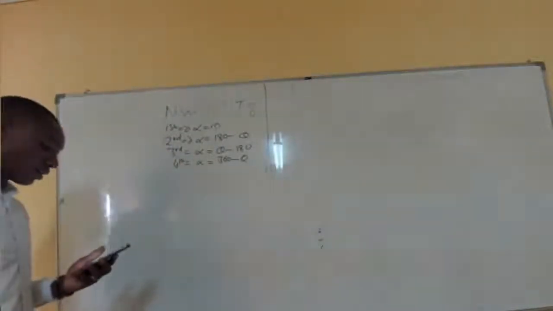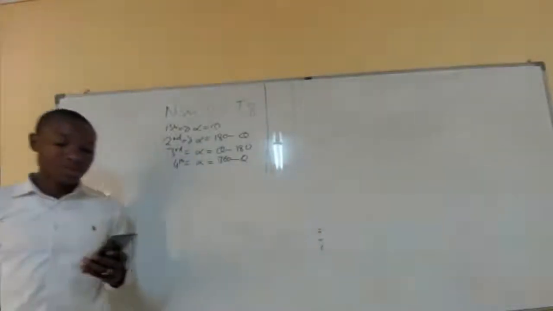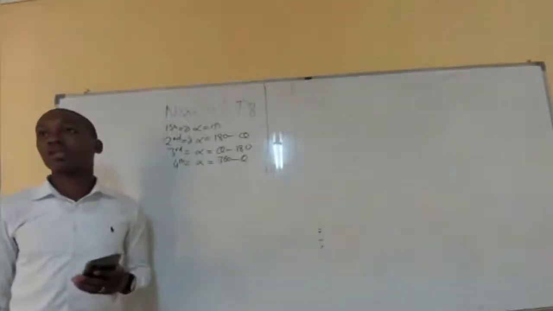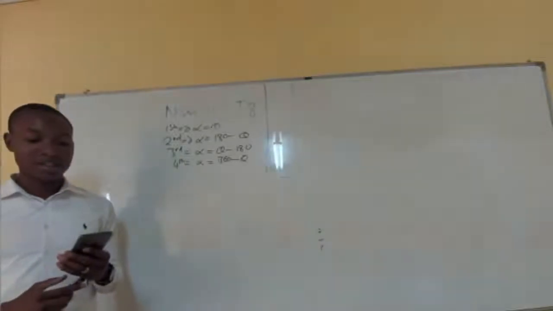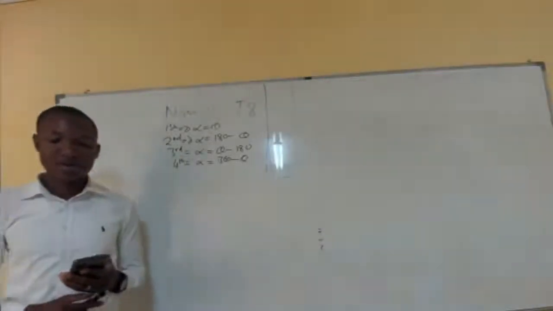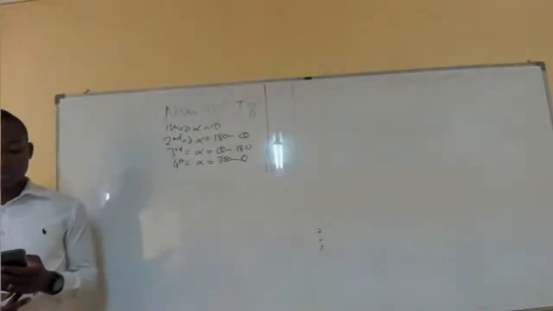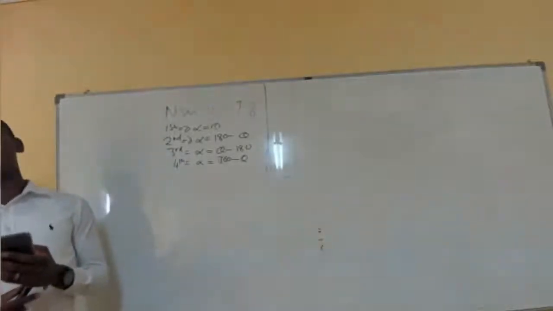Let's go to question 5. Use the basic trigonometric identities to find the remaining trigonometric functions. For A, sine theta is equal to 4 over 5 and the terminal side of theta lies in the first quadrant.